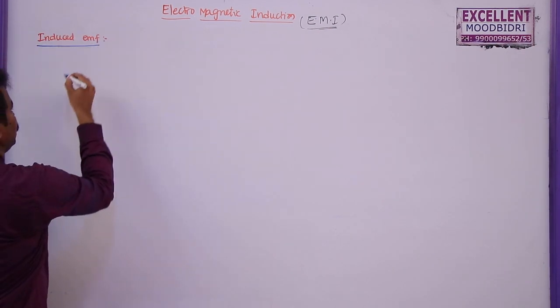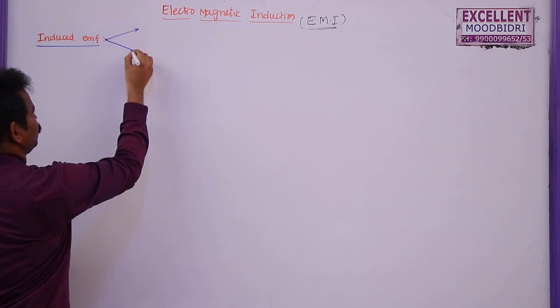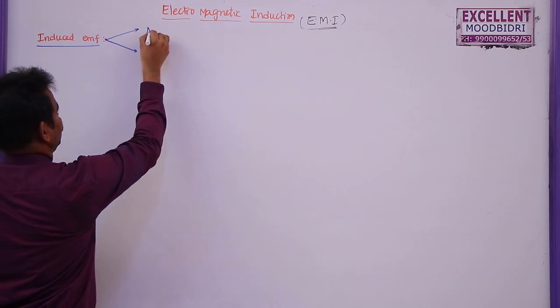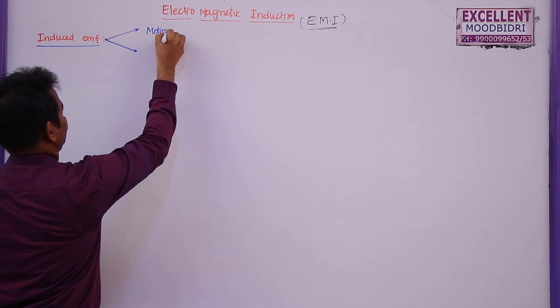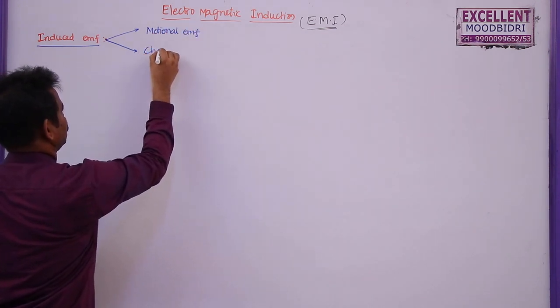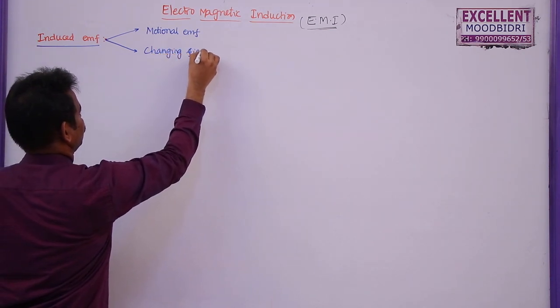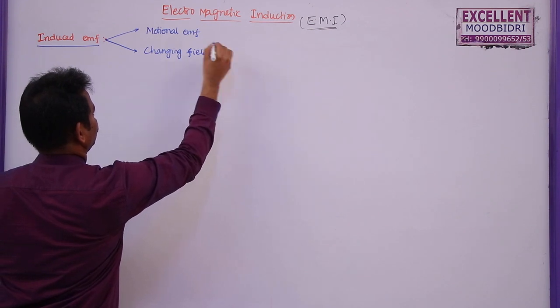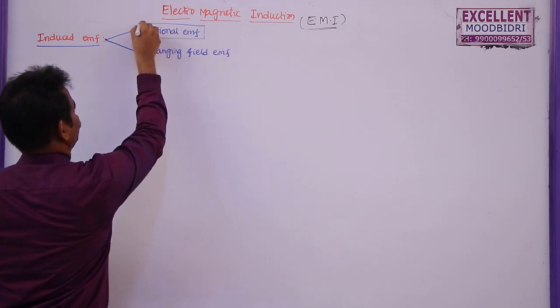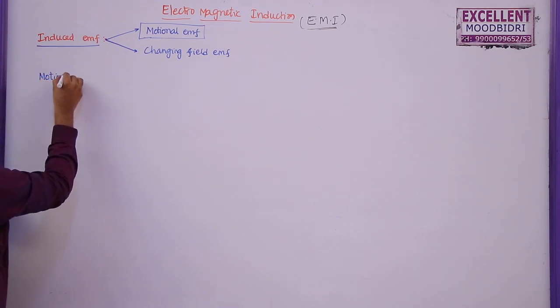Next topic, in induced EMF. Induced EMF can be achieved by two different methods. One is called motional EMF. Second one is called changing field EMF. So first we will discuss this motional EMF. So what is this motional EMF?